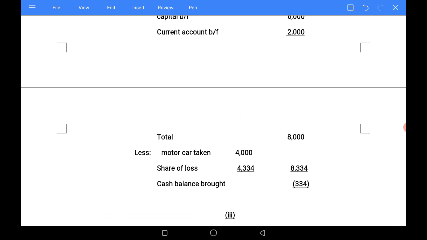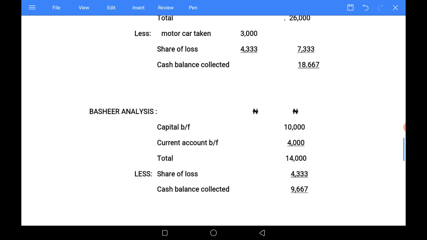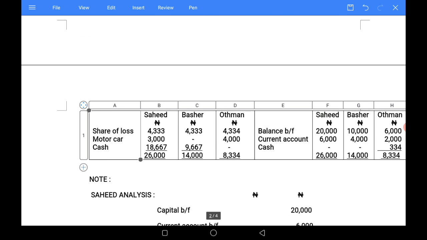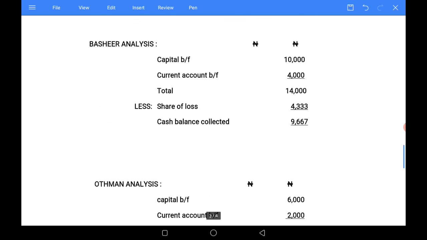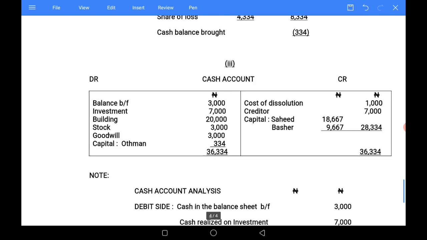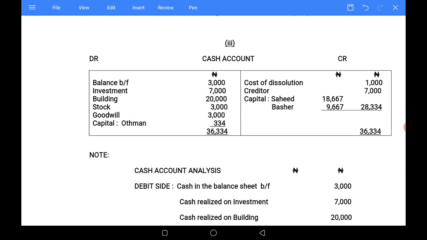So that's why on his capital account, on the credit side, he was credited with 334 naira brought in to clear his deficit. So that's how to prepare the capital account. For Saeed, he has a total of 26,000 naira on both sides. For Bashir, 14,000 on both sides. And for Uthman, 8,334 on both sides.